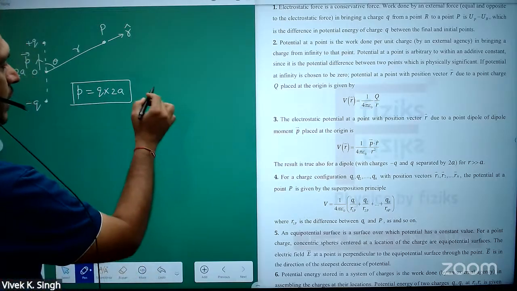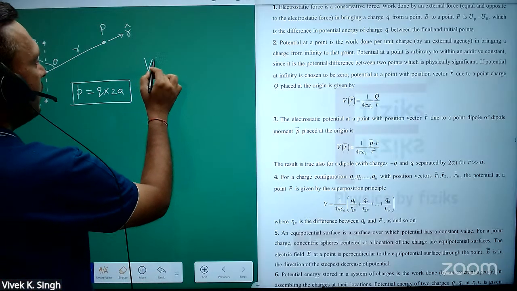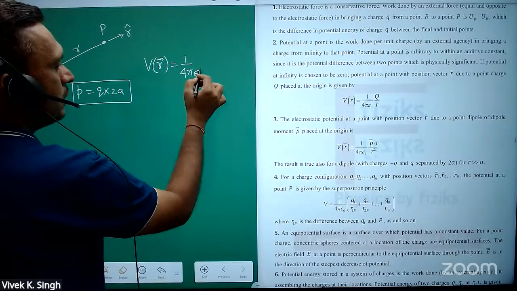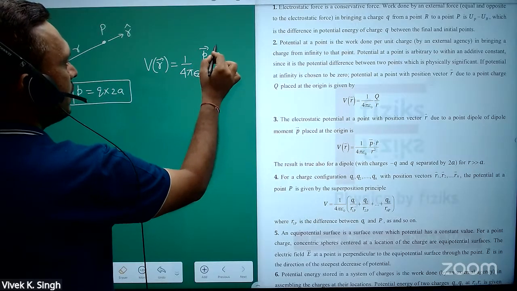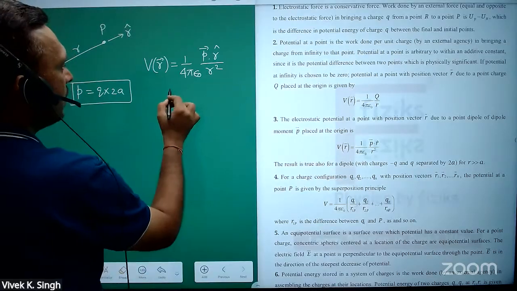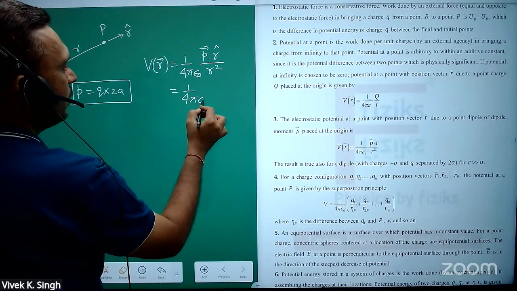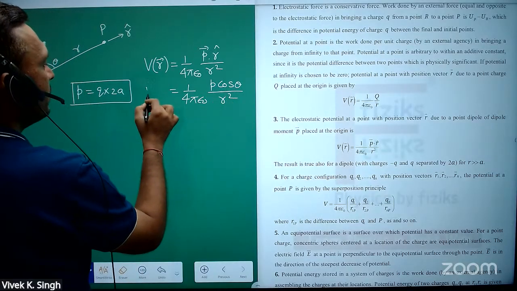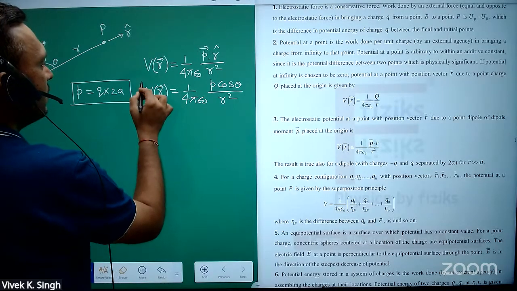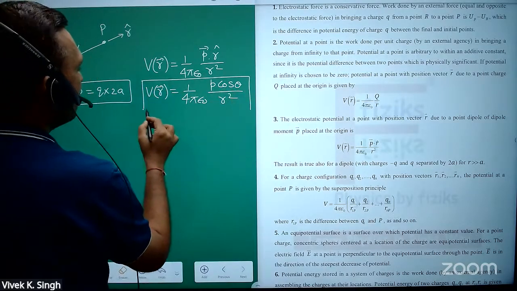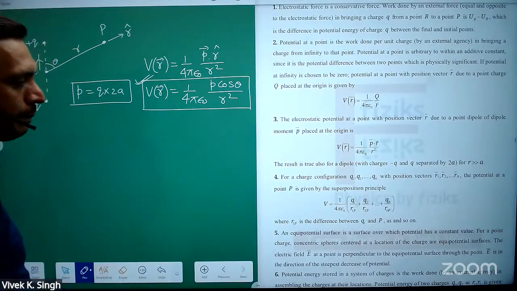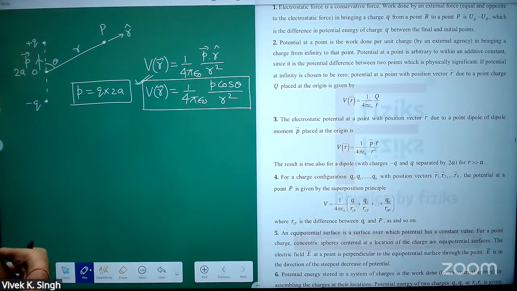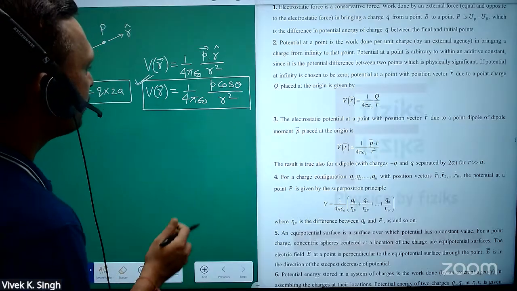So the potential is given, as a function of r, by 1 by 4 pi epsilon naught P dot r cap by r square, or this can be written as 1 by 4 pi epsilon naught P cos theta by r square. This is the potential. ठीक है? So this is the potential due to a dipole.